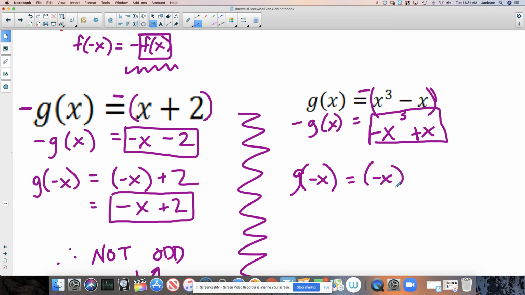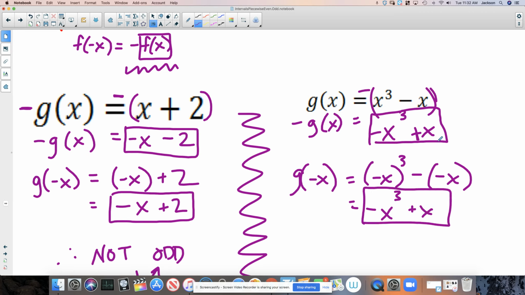That's negative x cubed minus negative x. Negative x cubed is a negative times a negative times a negative, so that's negative x cubed, minus a negative x is positive x. So we see these are the same. Therefore, this function is odd.